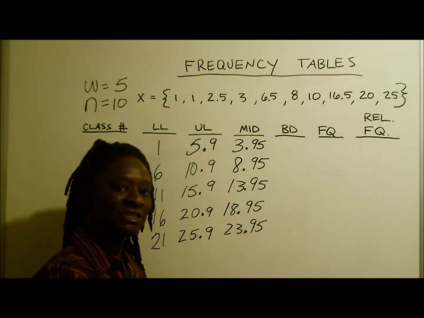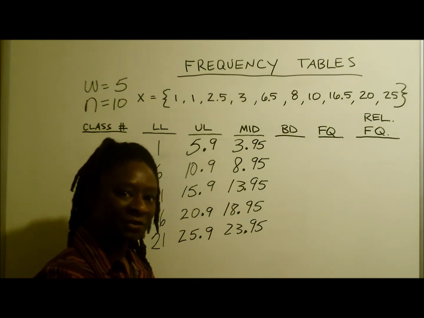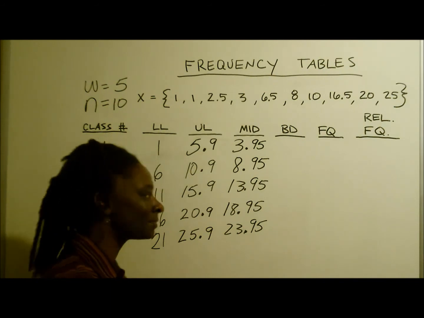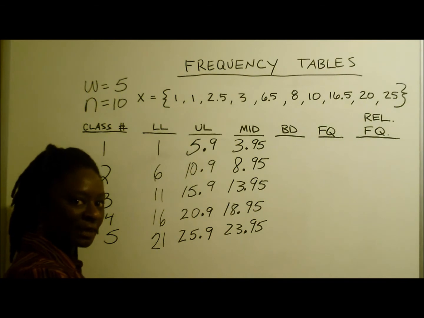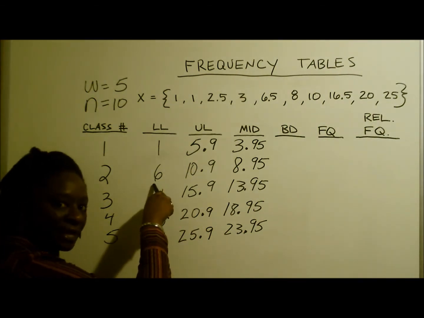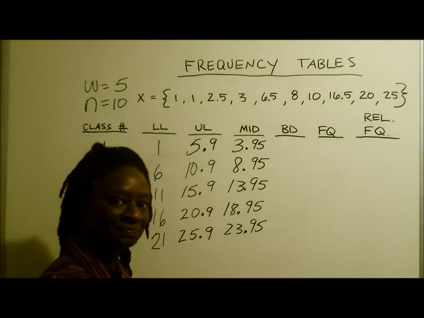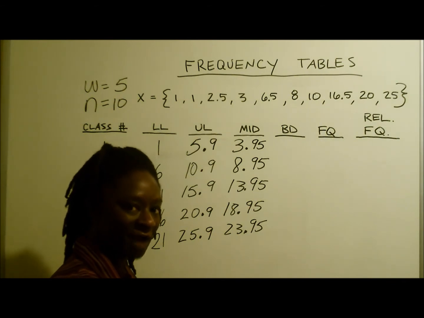The next thing that we need to do is determine our boundaries. So how do we do that? Well, finding our boundaries is a little bit more tricky. Let me show you. What we have to do is take our lower limit in class 2, add it to our upper limit in class 1, and then divide by 2. So our first boundary is 5.95.